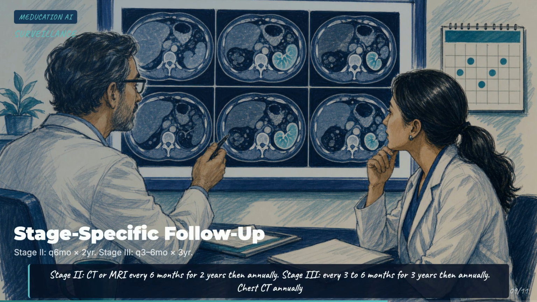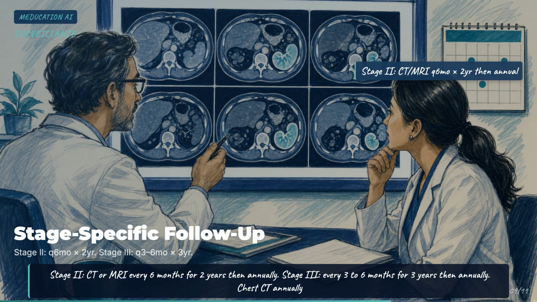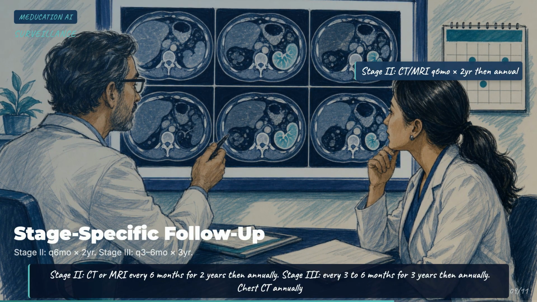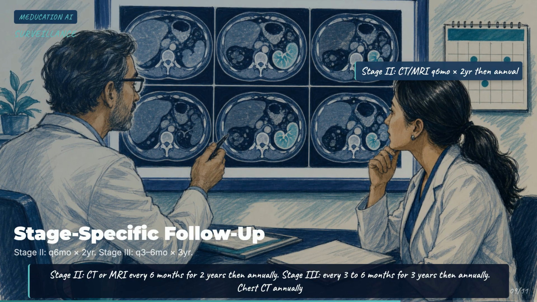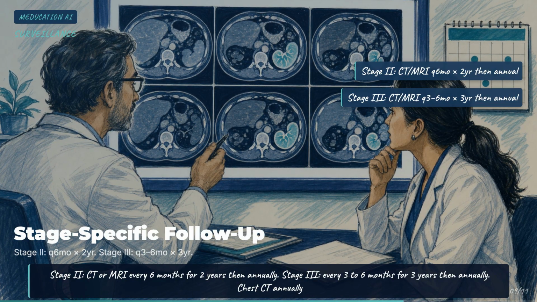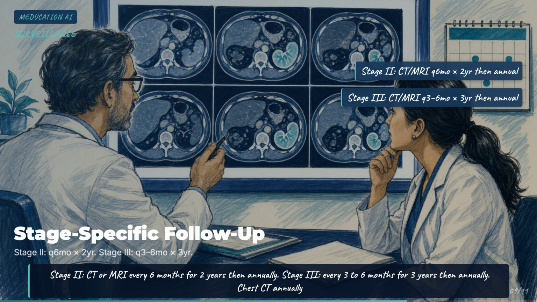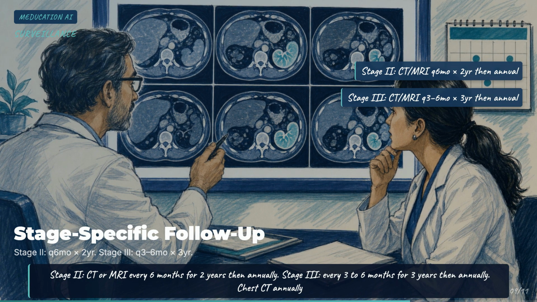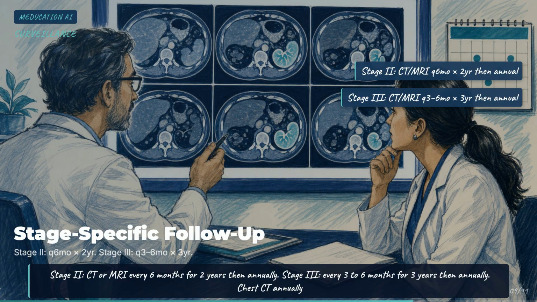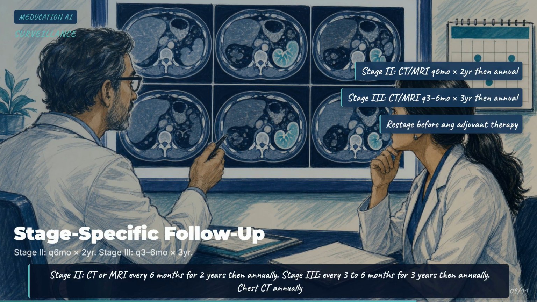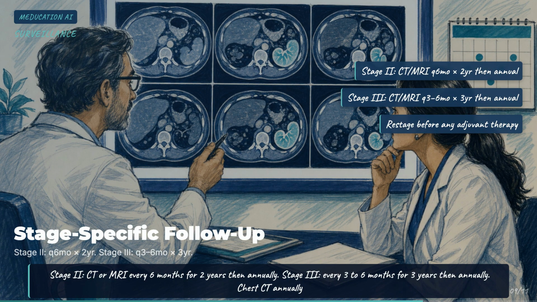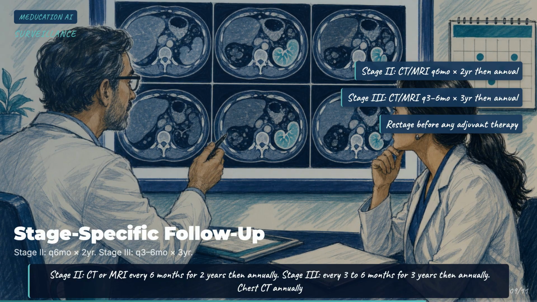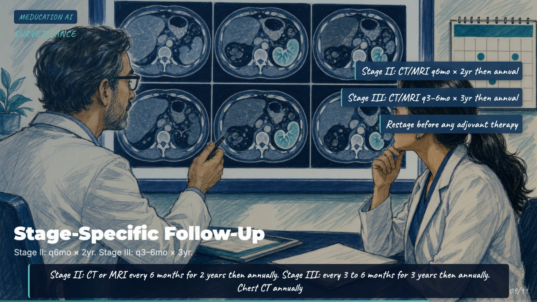Follow-up intensity scales with stage. After stage 2, abdomen and pelvis CT or MRI every 6 months for 2 years, then annually to 5 years, with chest CT annually for at least 5 years. After stage 3, every 3 to 6 months for the first 3 years, then annually. More adverse features mean more frequent imaging. Restage before starting any adjuvant therapy.